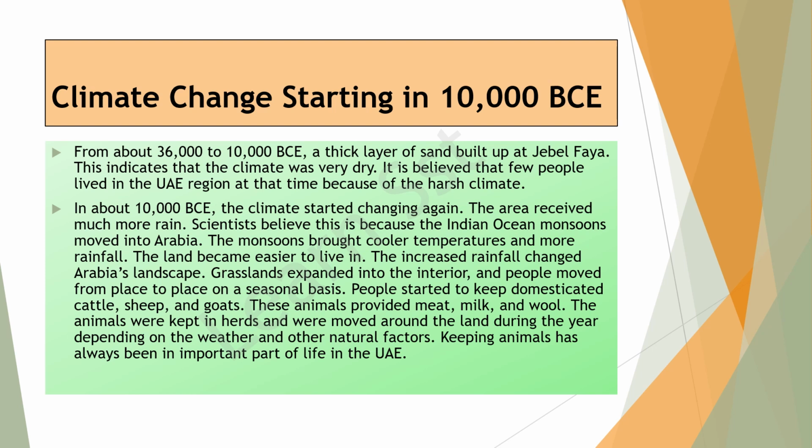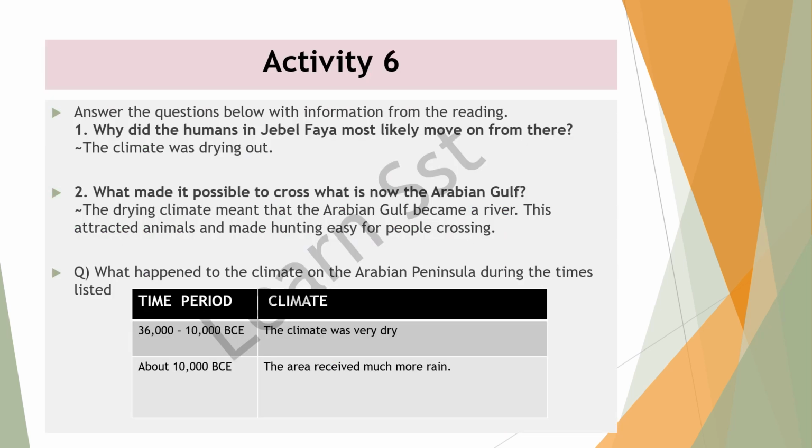Keeping animals has always been an important part of life in the UAE. So this is what we understand over here: domestication of animals and grasslands, all those things which you can see over here, and how the animals played an important part. Now this is activity 6, very much from the textbook. Please go through.